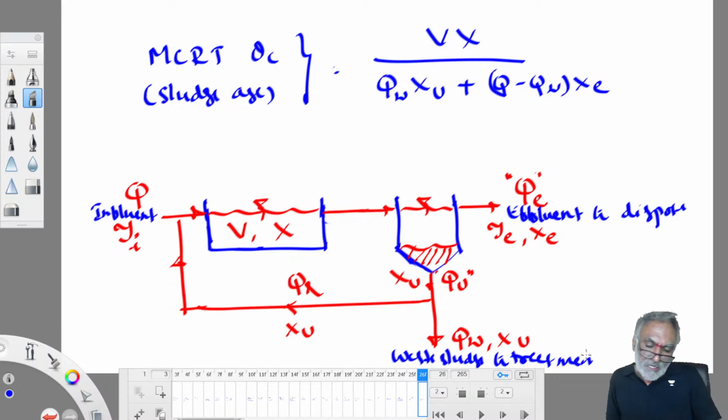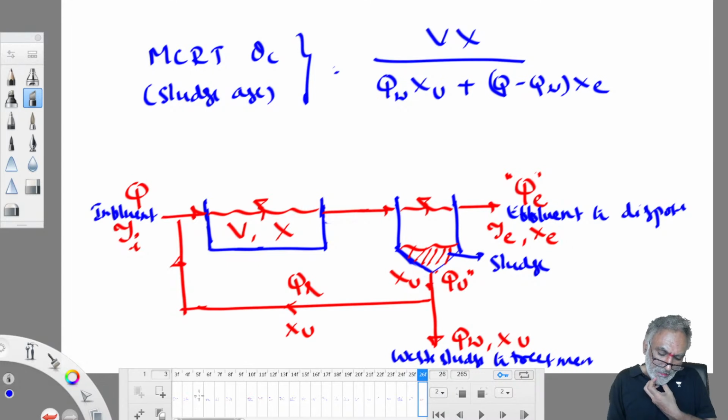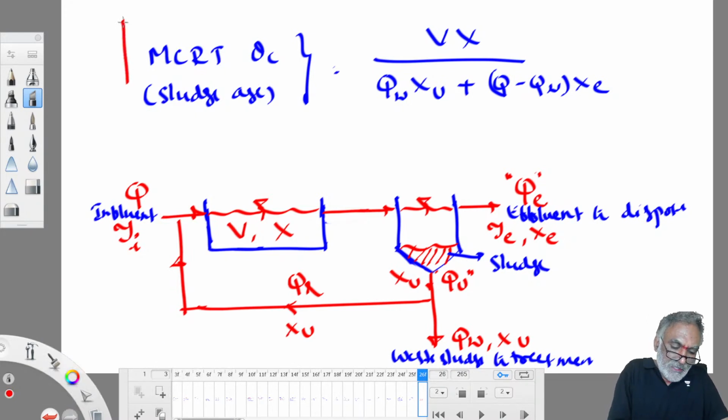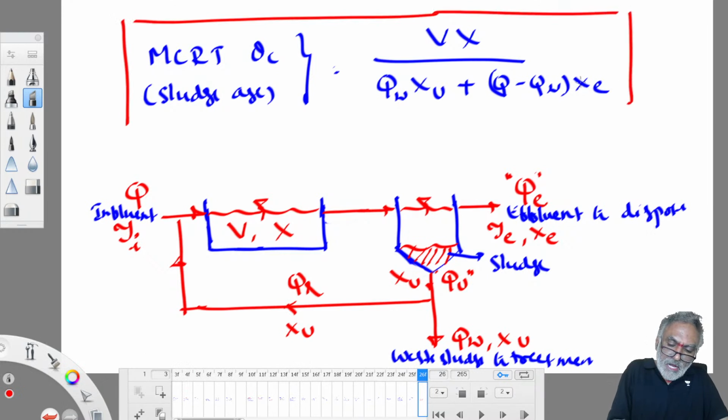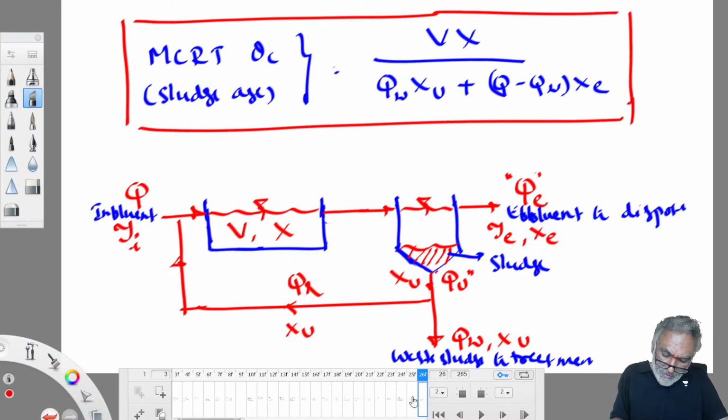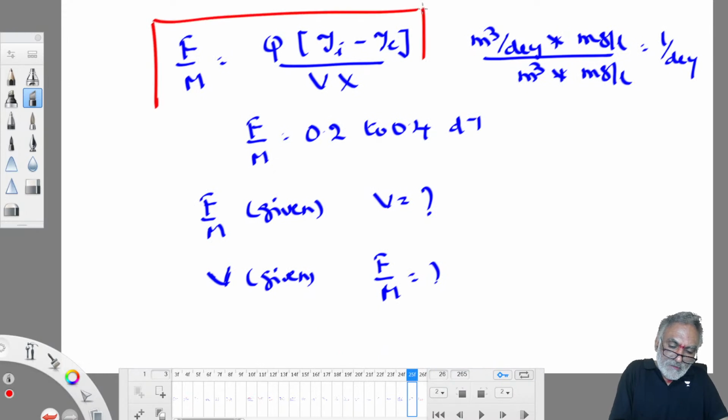So if you understand this diagram, then you can get all those things. Everything depends on this diagram only. This is sludge settled at the bottom. So X is the MLSS concentration in the wastewater flow. Based on this diagram only, all those parameters we can work out. So this is very, very important. Mean cell residence time and F by M ratio: these two are very popular questions in competitive exams.